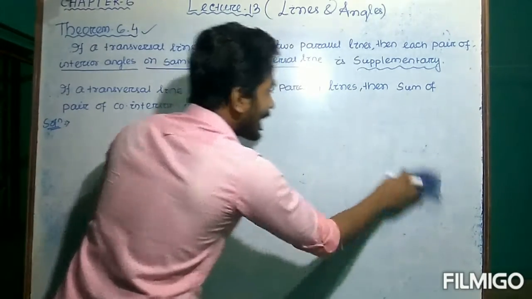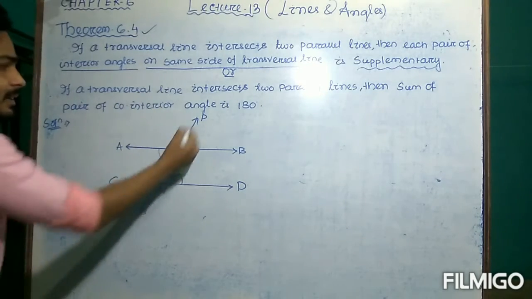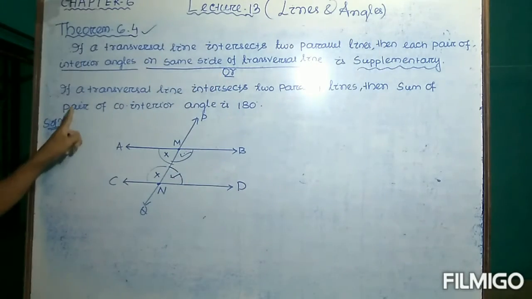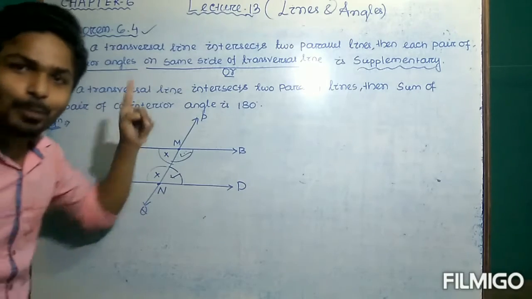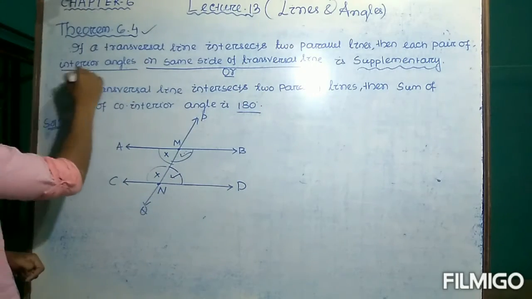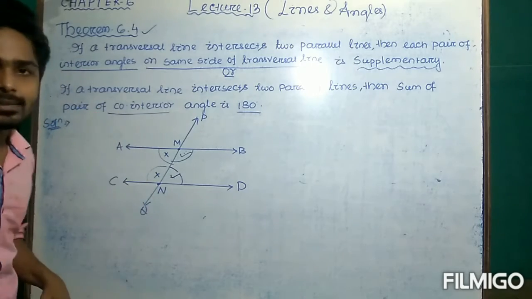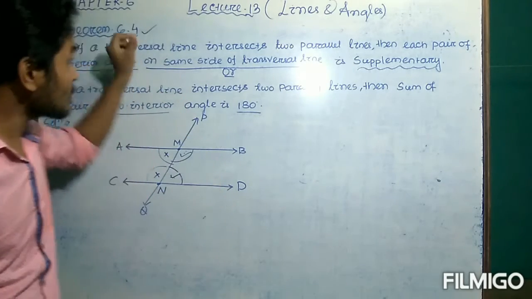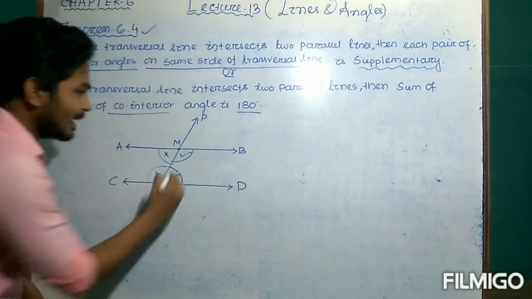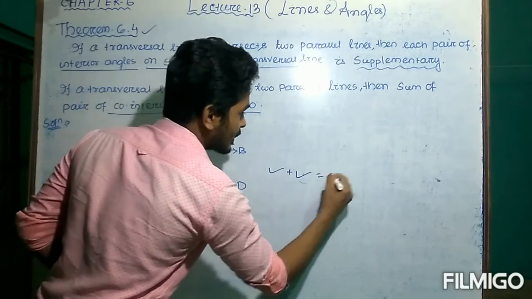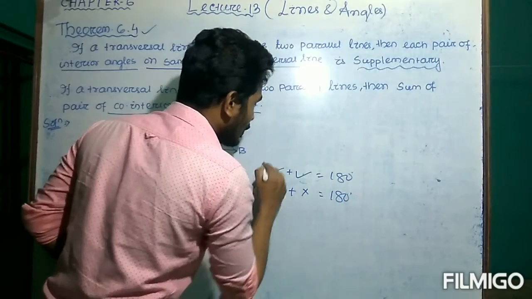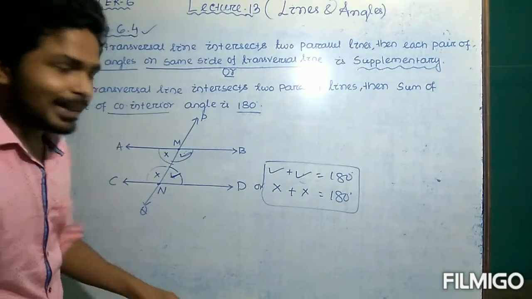Theorem 6.4 can also be written as: if a transversal line PQ intersects two parallel lines AB and CD, then the sum of the pair of co-interior angles is 180 degrees. Here in place of supplementary we have written 180 degrees, and in place of interior angles on the same side of the transversal line, we have written co-interior angles. So both statements are the same and both relate to theorem 6.4. There are two pairs of co-interior angles. You have to prove this plus this is equal to 180 degrees, or these two co-interior angles, this plus this is equal to 180 degrees. Let us prove it.